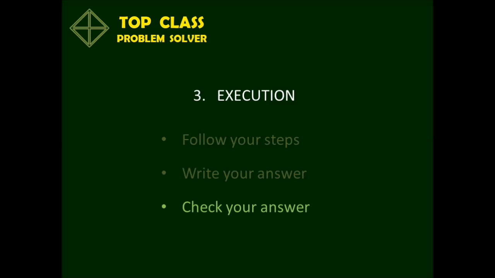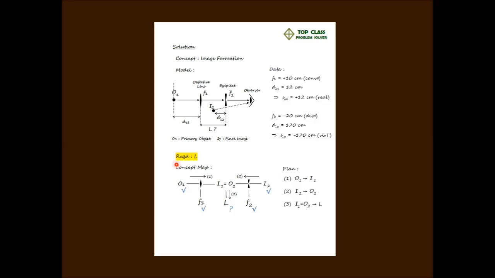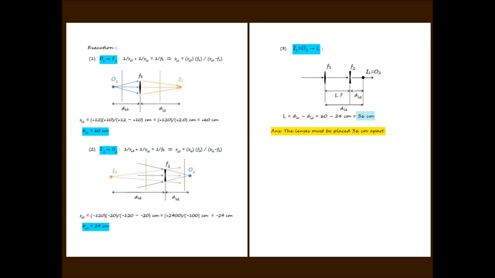The third step of the execution is to check your answer. When you check your answer, make sure that you state clearly what is required, that you give the appropriate unit, and that the magnitude of your answer is reasonable. The problem required us to find the distance L between the two lenses. This is exactly what we've provided. We verify that this distance is given in centimeters, which is the unit that is used throughout this problem.